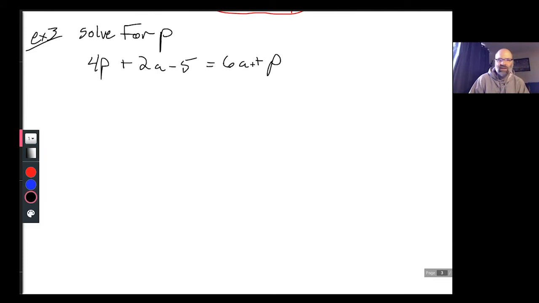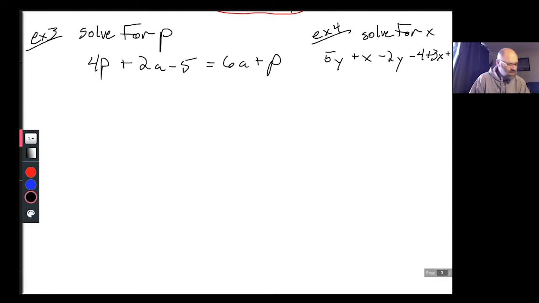All right. And then here's example 4. We're solving for x. And this is what it looks like: 5y plus x minus 2y minus 4 plus 3x equals 0.